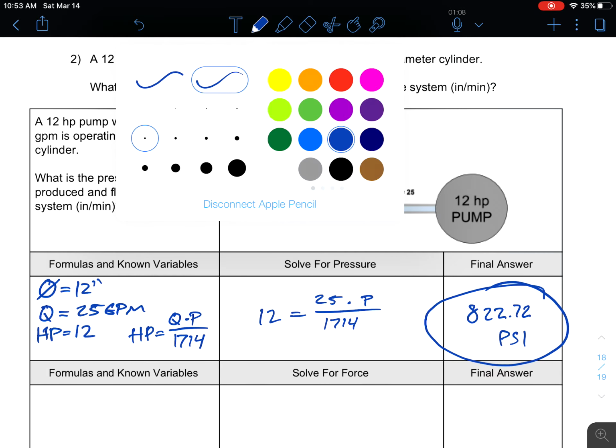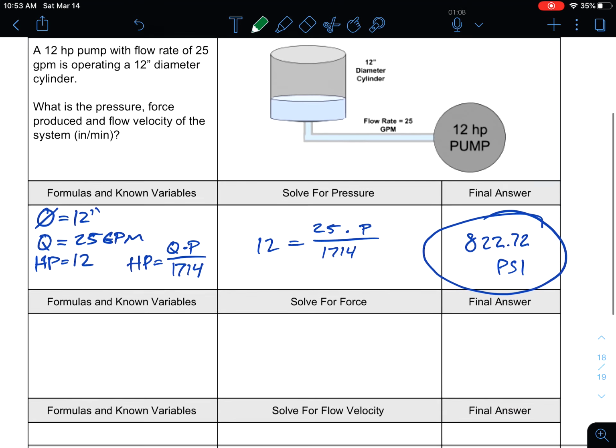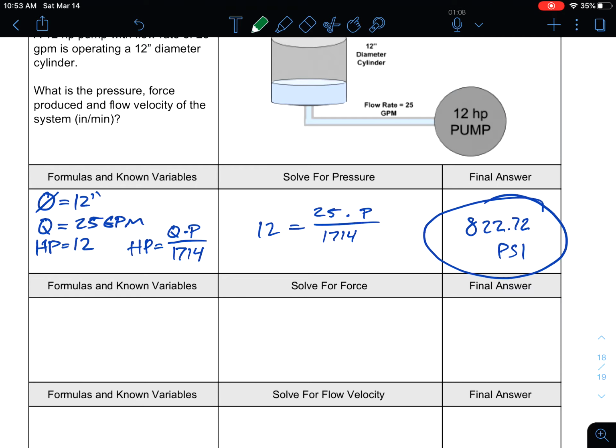Now we are going to be searching for force. We have our diameter is equal to 12. We have pressure, which is equal to 822.72, and we are looking for area. Oh, I'm sorry. We should look for area within this, but we are looking for force. Getting ahead of myself. So we are going to be using Pascal's law, which is force over pressure times area, and our nice little triangle.